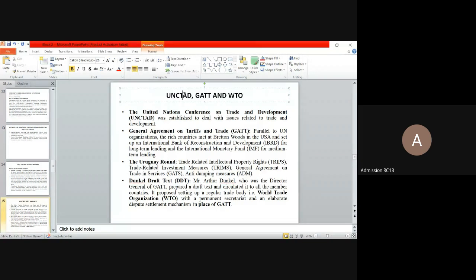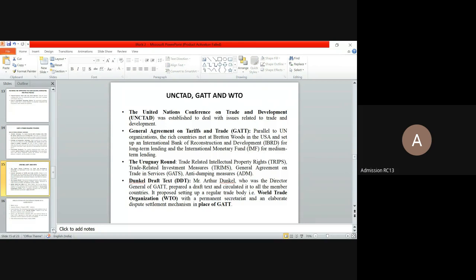many things were discussed, out of which TRIPS, that is trade-related intellectual property rights, TRIMS, that is trade-related investment measures, and GATS, the General Agreement on Trade in Services. GATS is different from GATT, so be careful about that. Anti-dumping measures were also introduced in the Uruguay Round. So these were the efforts taken by the UN to come back to a proper level of trading with the help of international institutions.